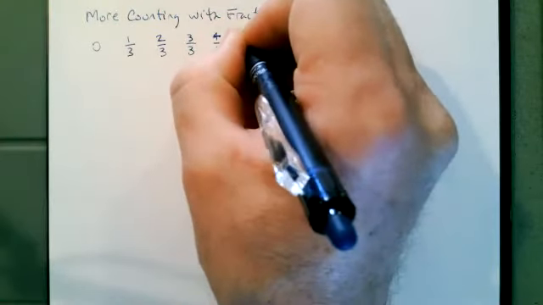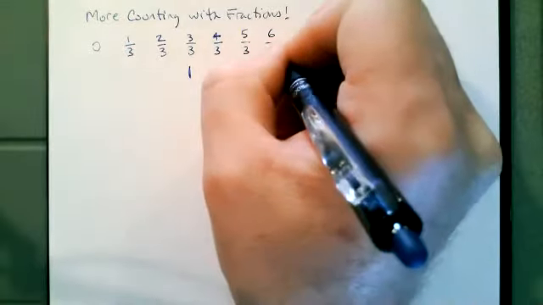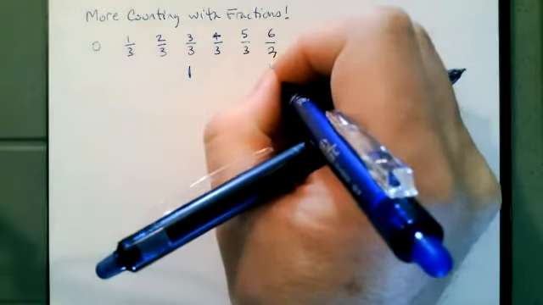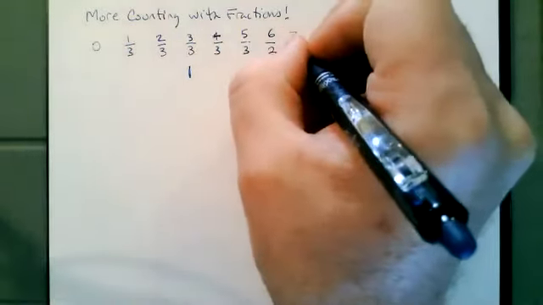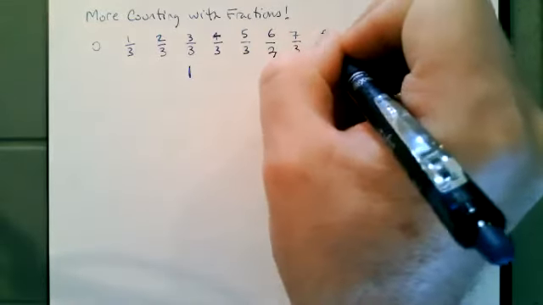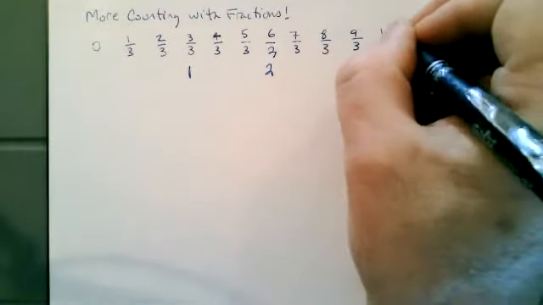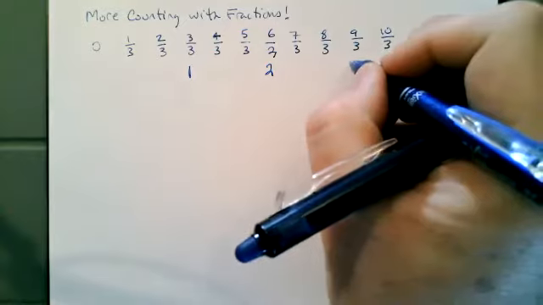then 5/3, and then 6/3, but that's not how we say 6. Oops, I spelled 3 wrong. Here, fixed it. 6/3 is what we normally call 2. And then 7/3, and then 8/3, and then 9/3. Now let's go one more, 10/3. 9/3 we normally call 3.